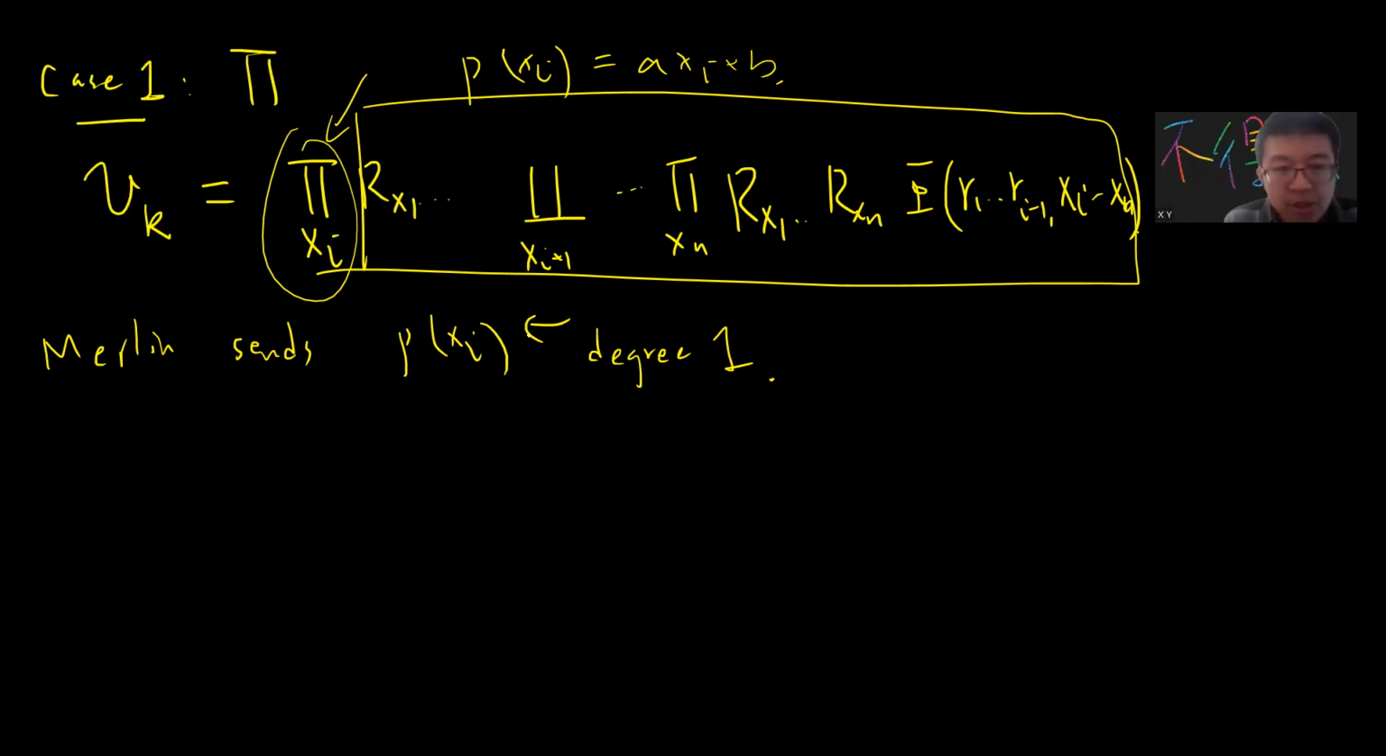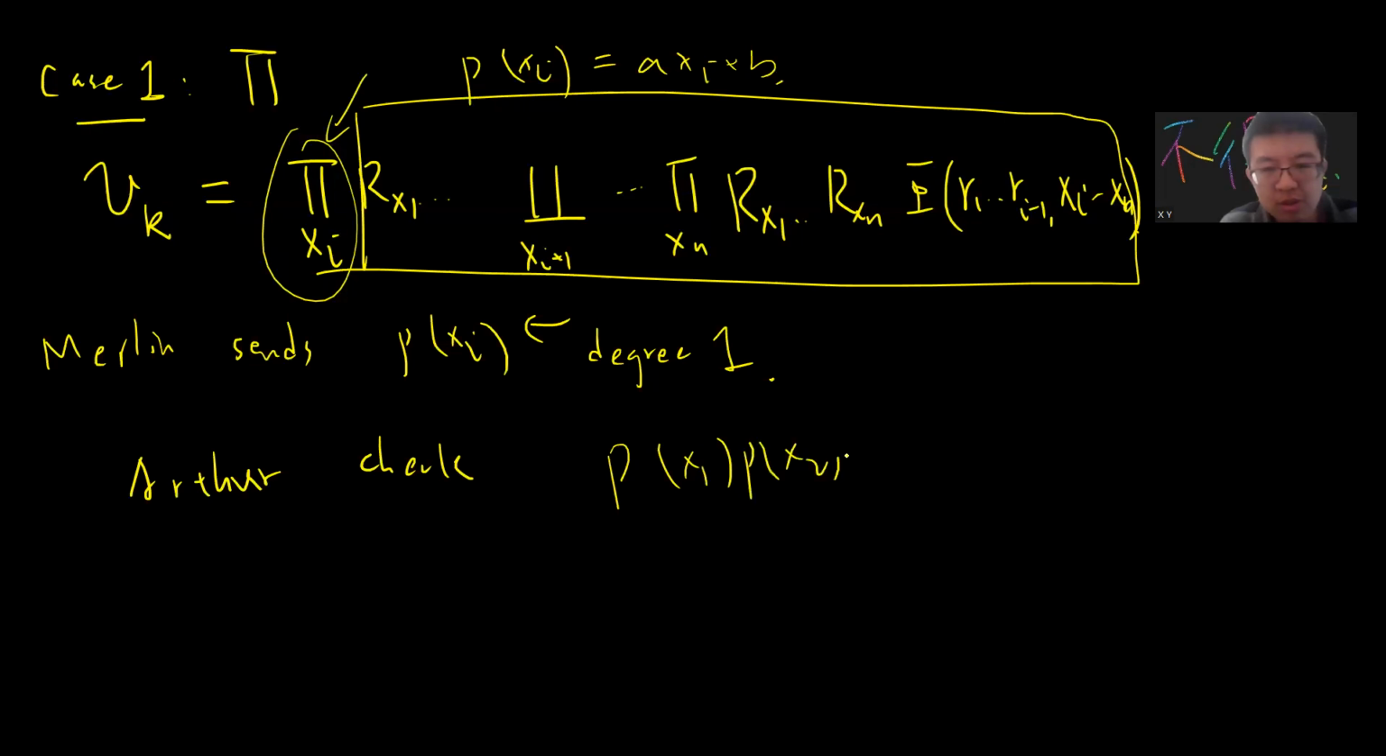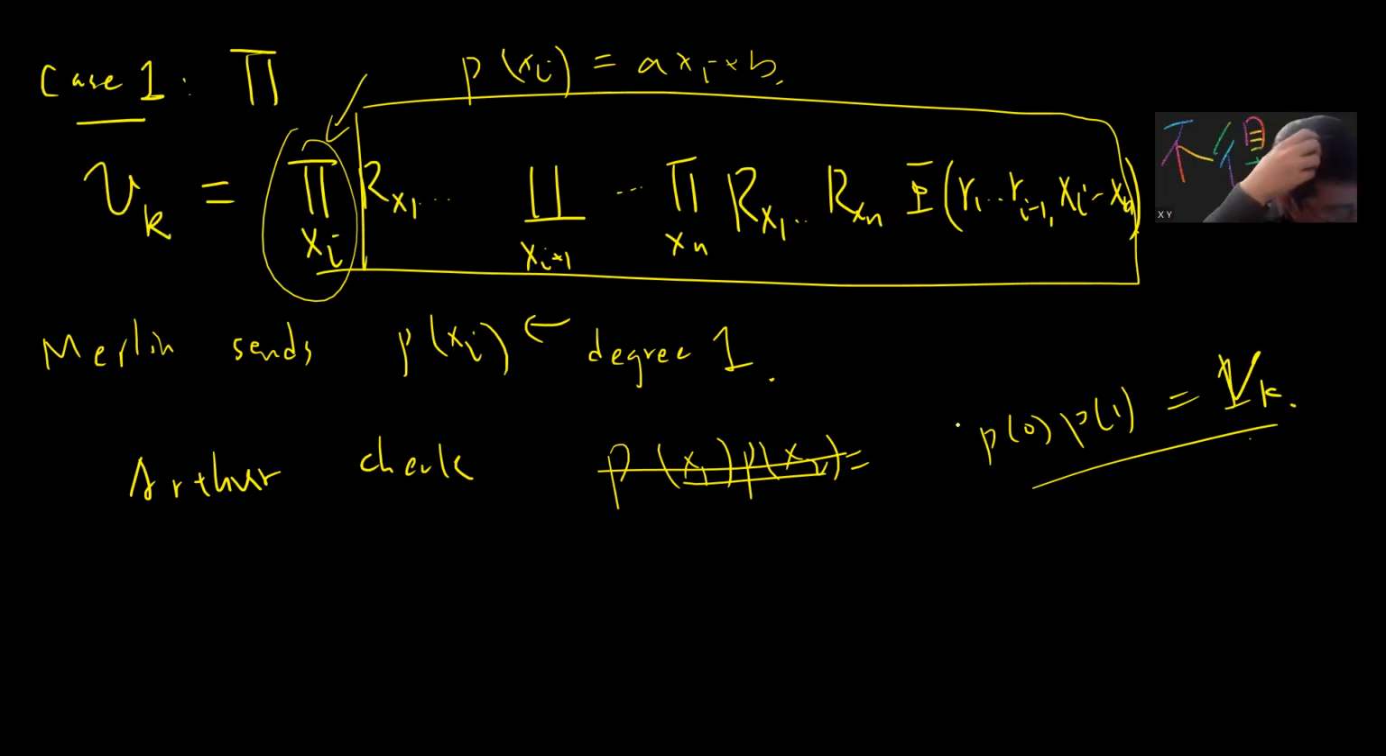And so Arthur can check. Because Merlin says this is true, right? Arthur can compute whether this is true or not. Arthur checks it equals VK. So Merlin can convince Arthur, who can just check this.